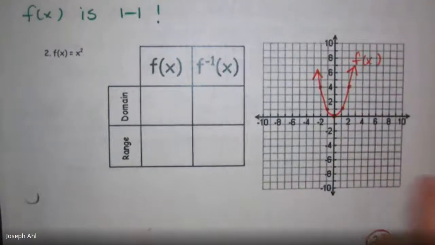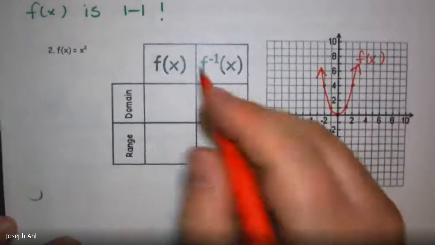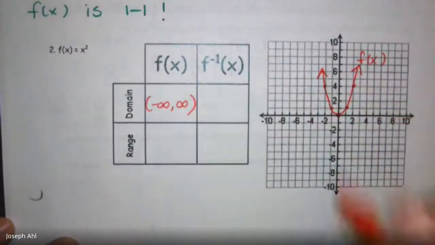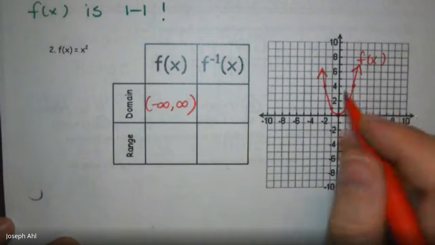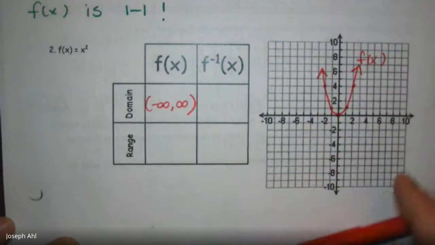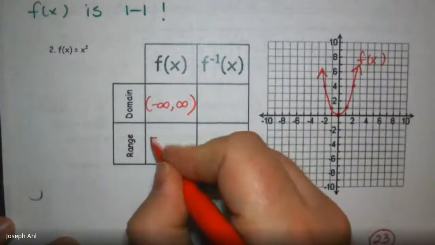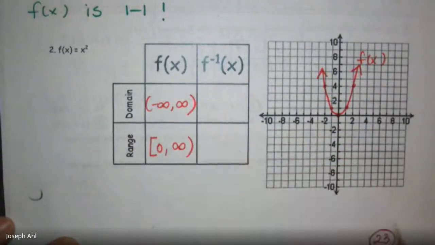And while I have the red pen in my hand, I might as well come to the table and quickly talk about domain and range here. The domain of the function x squared is all reals, going left and right forever. But meanwhile, the range, going from bottom to top, the lowest y value is 0. So it's 0 with a bracket to infinity.